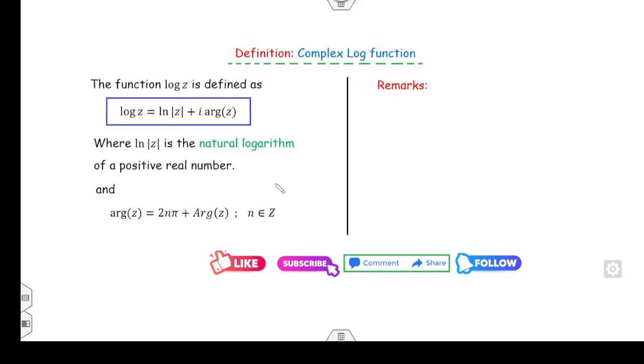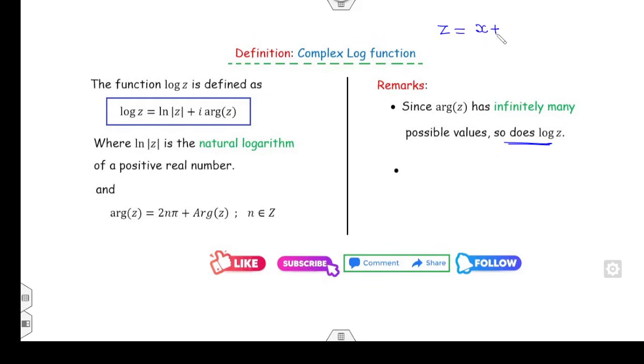Clear? Now, since small ARG depends on n and n has infinitely many values, small ARG has infinitely many values. If small ARG has infinitely many values, that means the log of z also has infinitely many values. Moreover, for any complex number z defined as x plus iota y, I can define the argument as tan inverse of y over x, which I call the principal argument.